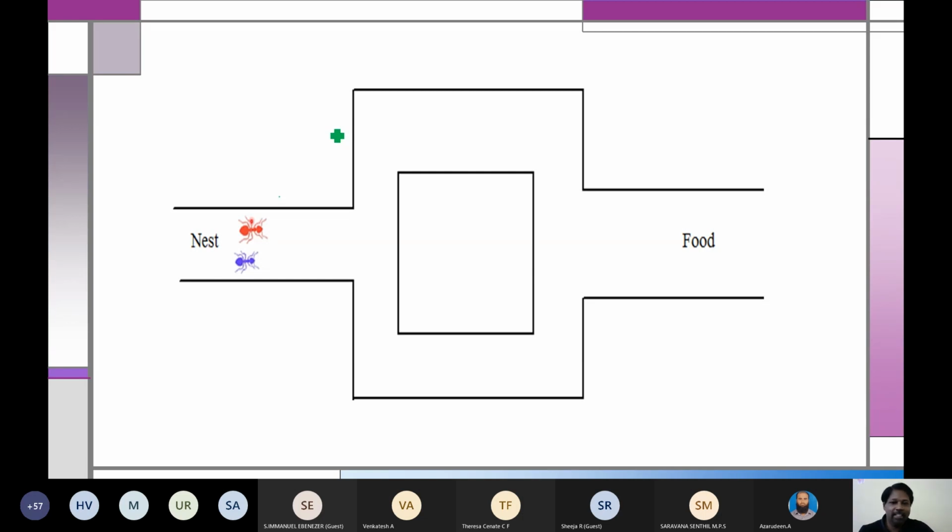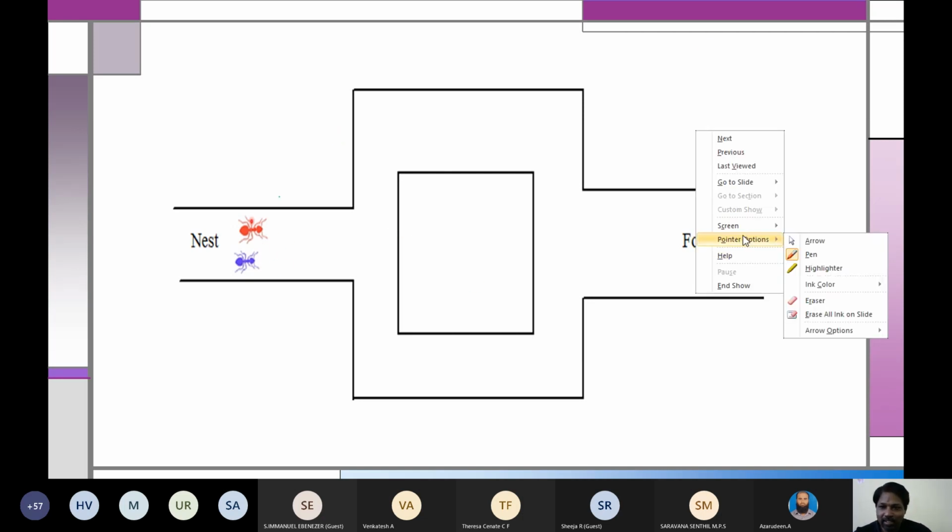Assume that I have a nest and I have a food source. There are 2 ants. One is a red ant, the other one is a blue ant. So now the red ant is coming here. Sorry, it's a purple ant.